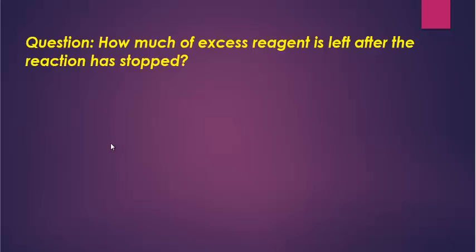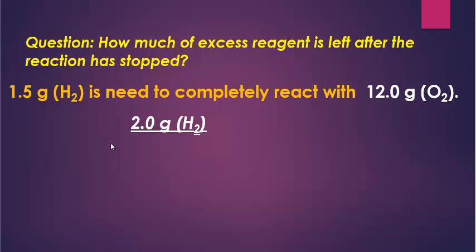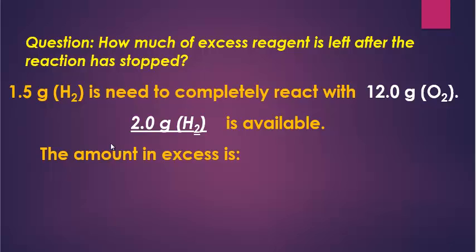So after we figure out what is the limiting reagent and what is the excess reagent, there's an additional question we can ask. How much of excess reagent is left after the reaction has stopped? So you know the amount of the hydrogen gas needed is 1.5 grams to completely react with 12.0 grams of oxygen gas. And now available is 2.0 grams of hydrogen, so how do you calculate how many grams is going to be left?